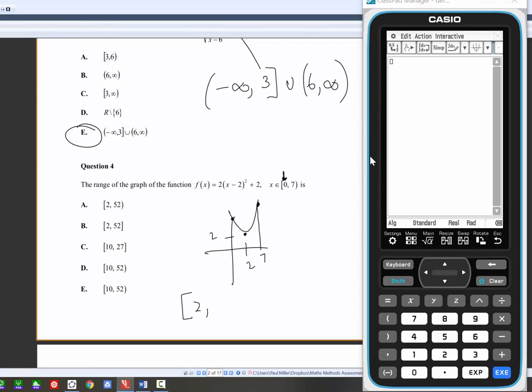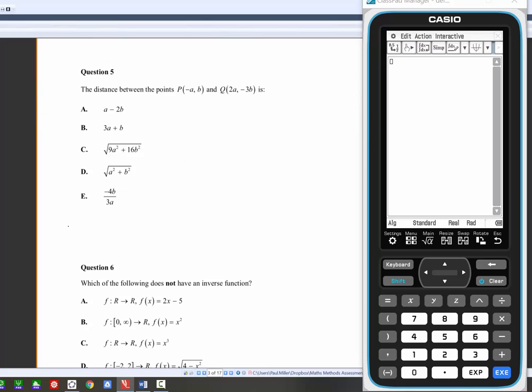So to answer this one, I'm simply going to sub 7 into this. So let's see if we can do it by sight. 7 take 2 is 5, 5 squared is 25, doubled is 50, plus 2 is 52. That's going to be 2 to 52. And that point there is not included because when I put 7 into the function, it's not going to actually include its output. So it should be 2 to 52, which is A.